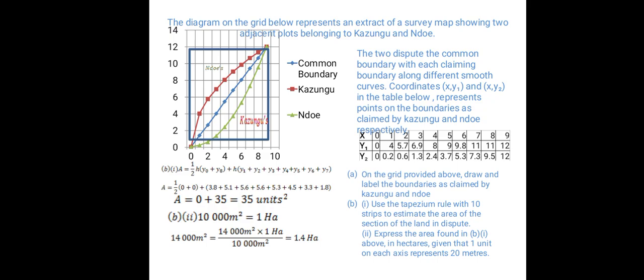Use the trapezium rule with 10 strips to estimate the area of the section of the land in dispute. Express the area found in B1 above in hectares, given that 1 unit on each axis represents 20 meters.